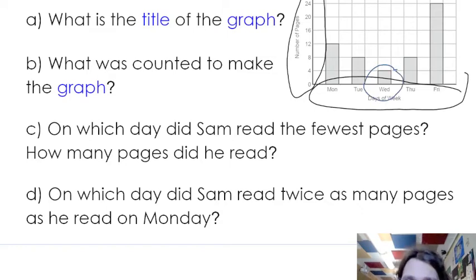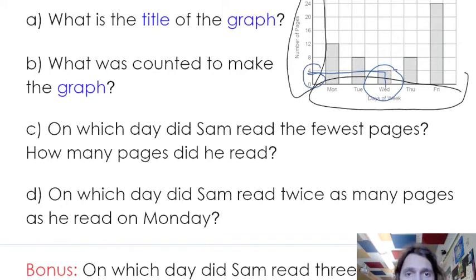So now let's look at the cube. Let's draw a line up to the first line and go across. And that says 4 over there. So on which day did Sam read the fewest pages? Wednesday.